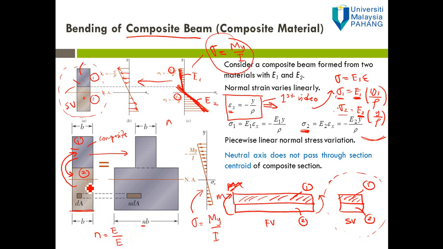Let's say you transform 2 into 1, so you write 2, 1. So this is for material 2 transformed into material 1. If you want to transform material 1 into material 2, then n is equal to E1 over E2. What you need to do is just multiply the width by n. Then we can assume that material 2 has already been transformed into material 1.